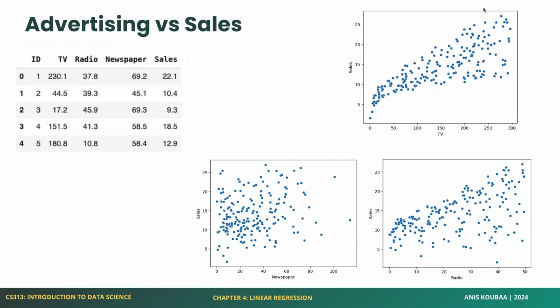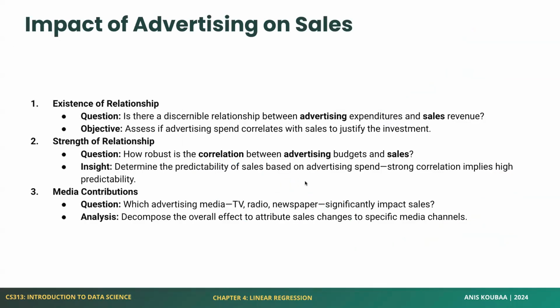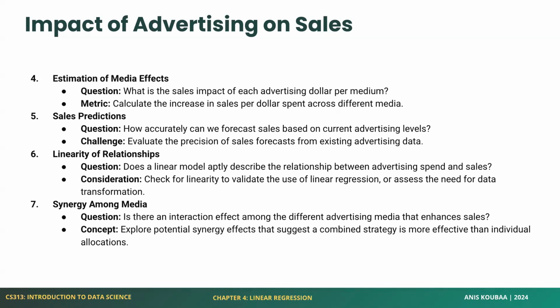We can clearly observe that, for example, TV correlation is more robust than, for example, newspaper and sales, or a little bit more for radio and sales. Which advertising media significantly impact the sales? These are questions that we can solve using, for example, these scatter plots, or also by making predictive models.